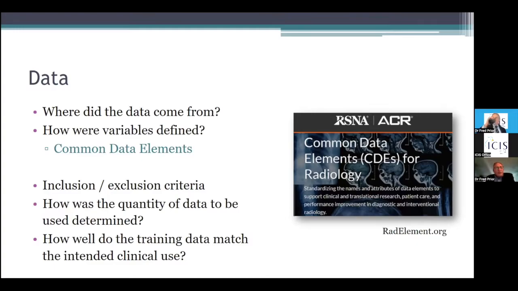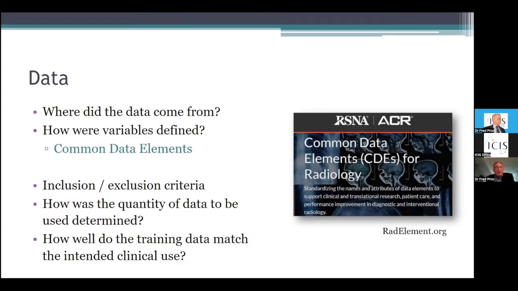One of the things when you look at AI systems and how they've been built is: what were the criteria that the investigators used to include or exclude cases? How did they determine the quantity of data that they used in the study? I will tell you, it seems most often when people have a study that had 500 cases of something, it's not because they did a power analysis and realized that 500 cases was what was needed to prove their hypothesis.